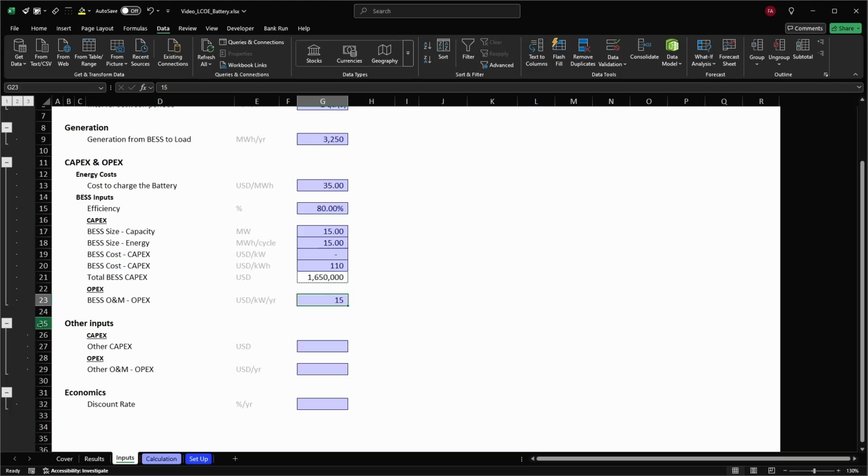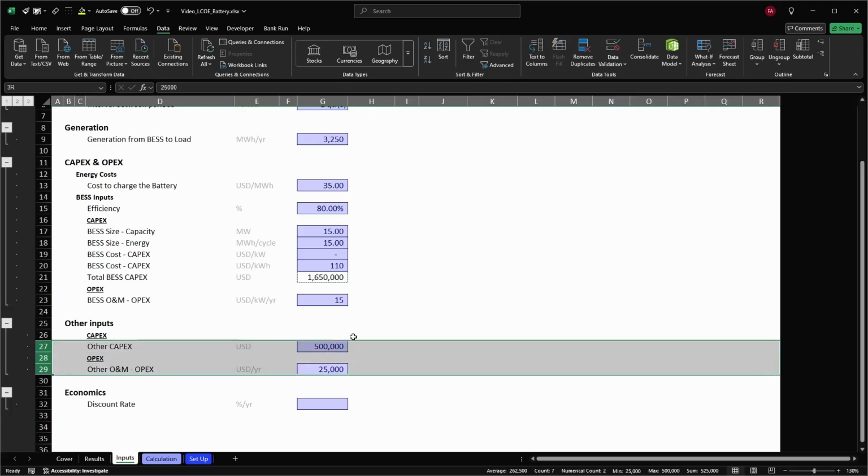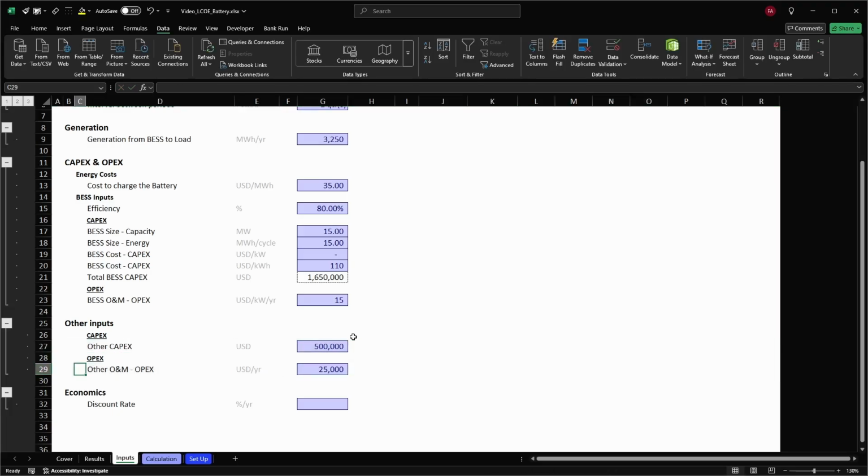All right, so we have some other inputs in here. I'm going to say that we're going to have some other capex. It's going to cost us, let's say, $500,000, let's say for connection to the grid or whatever, it doesn't really matter, just for the sake of the exercise. And also that we're going to have $25,000 per year as an opex for this other capex, which I'm assuming is a grid connection. If that is the case, you can change the name here to grid connection.